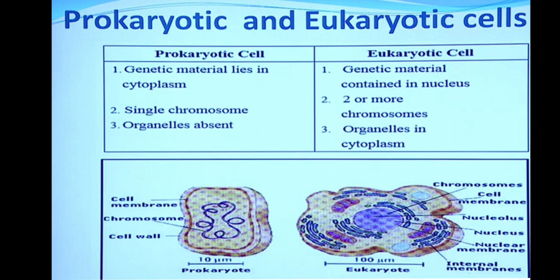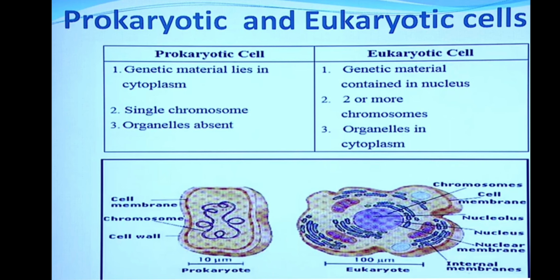So on the basis of structure of nucleus, there are two types of cell, prokaryotic and eukaryotic. Now what is the meaning of pro? Pro means primitive. Karyotic word has been derived from karyon, which means nucleus. So the meaning of prokaryotic is primitive nucleus. Now what is the meaning of primitive nucleus? Primitive means old nucleus. The nucleus or the genetic material which is not surrounded by any membrane.